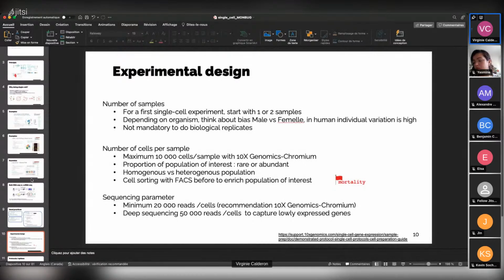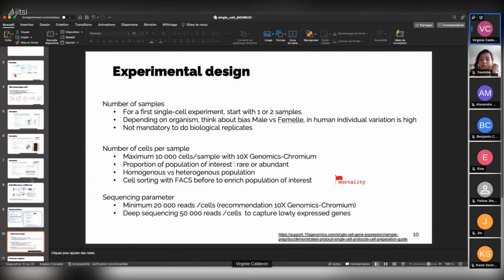Also, to target a population of interest, you can use cell sorting, for example with FACS, but it can be really tricky because you can have a higher mortality level using FACS. So you need to train before doing this type of experiment to be sure that at the end of your process, your cells are in good shape.